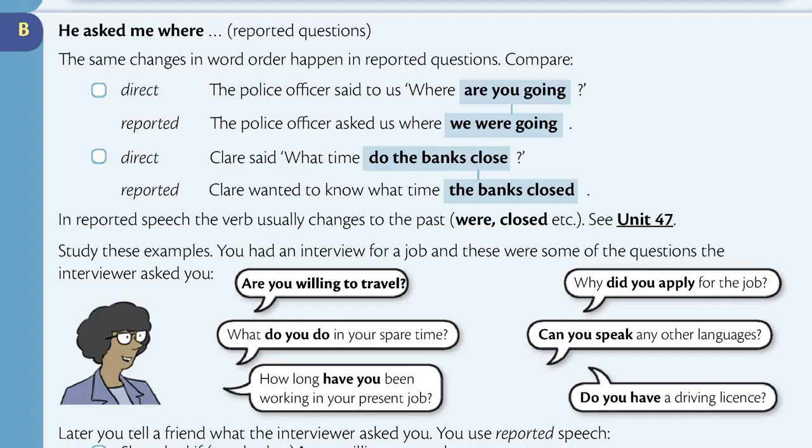Section B. He asked me where. Reported questions. The same changes in word order happen in reported questions. Compare. The police officer said to us, Where are you going? The police officer asked us where we were going. Claire said, what time do the banks close? Claire wanted to know what time the banks closed. In reported speech, the verb usually changes to the past. Were, closed, etc. See Unit 47.